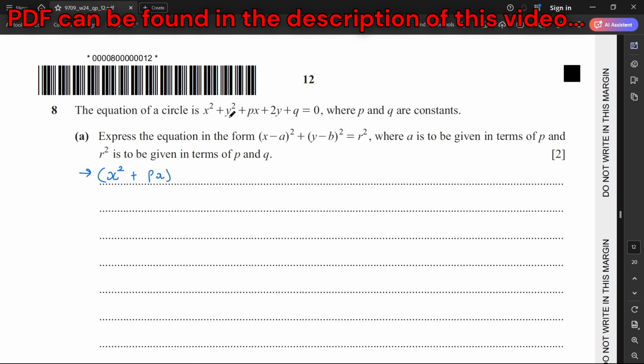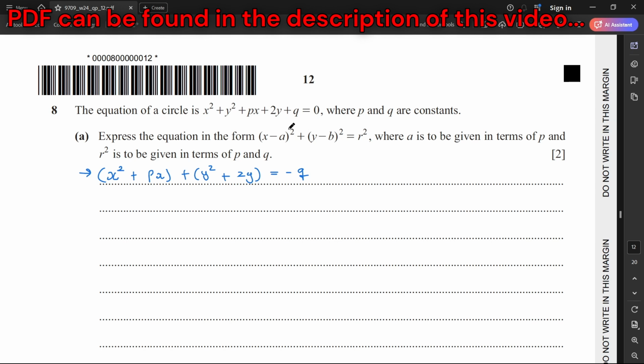And there is no other term in x. So I'll go for the y term. So I'm having two terms, y square plus 2y. And one term that is independent of x and y is q. So I'll keep it on the right hand side. So it becomes minus q.